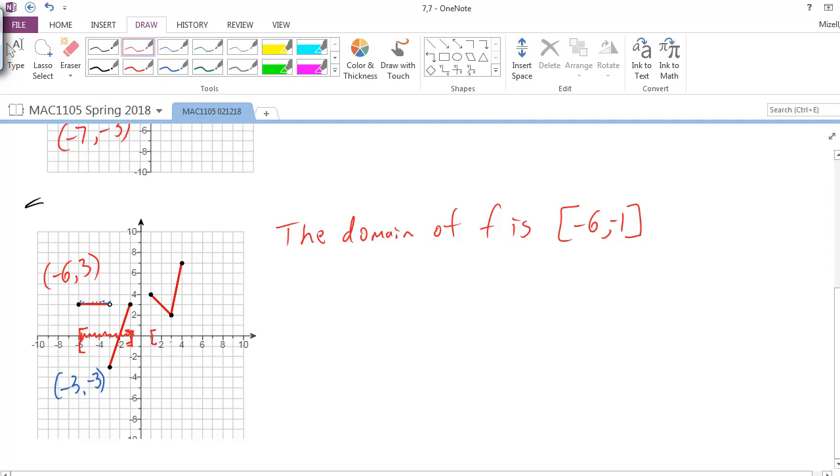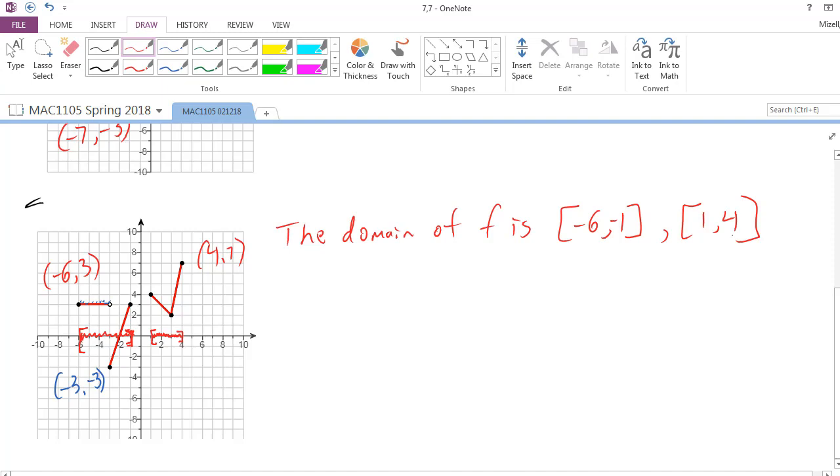It picks up again with 1, and then goes from 1 over to 4. And then it stops at that point (4, 7), a solid dot, so 4 is in the domain. Everything between 1 and 4 is in the domain. So put a comma, and then 1 to 4. That's the domain.